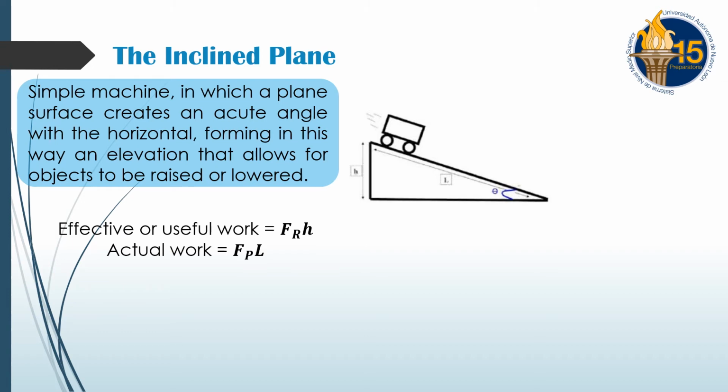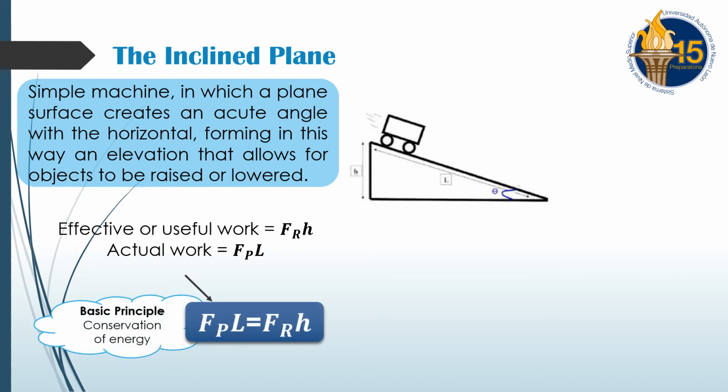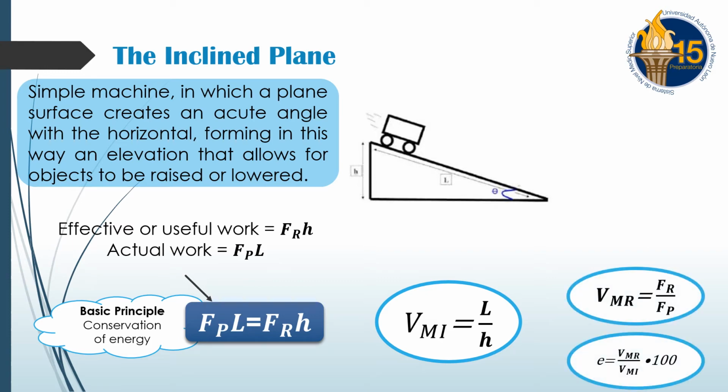In ideal conditions, these jobs must be equal, according to the principle of conservation of energy. Then, the force necessary to push the load times the length of the plane is equal to the weight of the load times the height of the plane. The ideal mechanical advantage is given by the length of the plane over the height of the plane. The actual mechanical advantage and the efficiency are found with the formulas that we already knew.